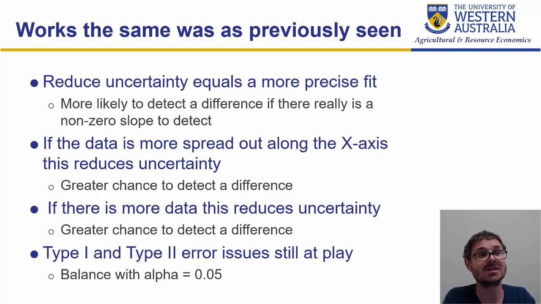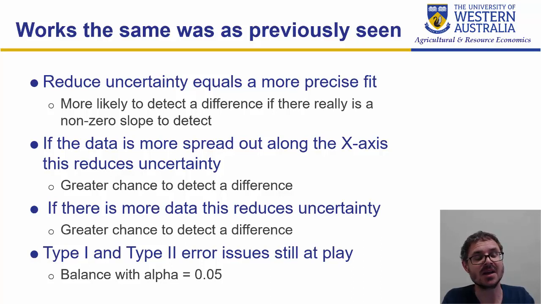So those would be ways of reducing uncertainty. If we reduce uncertainty, we have a better idea of where the slope is. If we have a good idea of where the slope is, then we're going to have more precise estimates and we're going to be more inclined to reject the null. And the null is going to be that the true slope is 0.